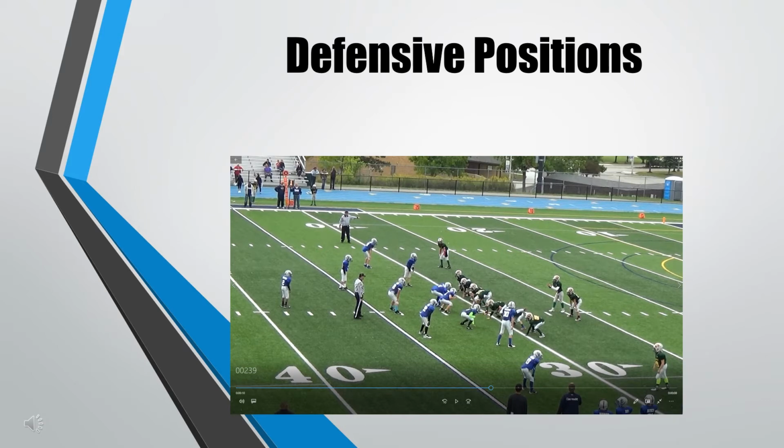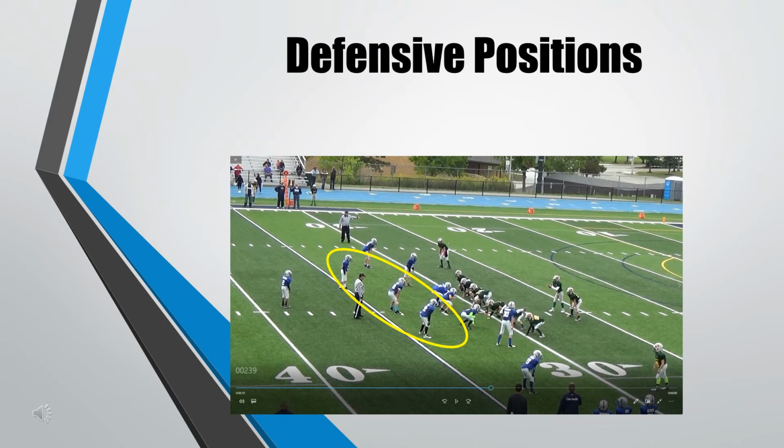To the outside of the defensive tackles are the defensive ends. The defensive ends are primarily responsible on running plays for forcing the play back inside rather than allowing running backs and quarterbacks to get to the outside where there's more space and less defenders. On passing plays, the defensive ends usually rush the quarterback.